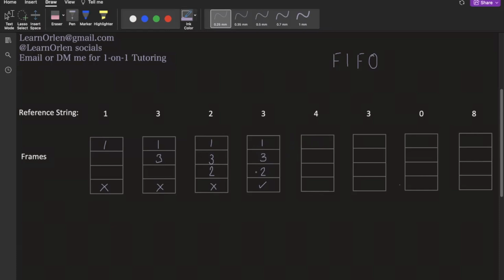Now, next one, four. Four does not exist in our pages or in our frames. So we look at the one that was first in because that will be the first one out. In our case, it is one. So we have four, three, two. That is the replacement of one. And it was a fault because four was not here. Next, we have three. Does three exist? Yes, it does. So this will be a hit. Looks good. Now zero does not exist.